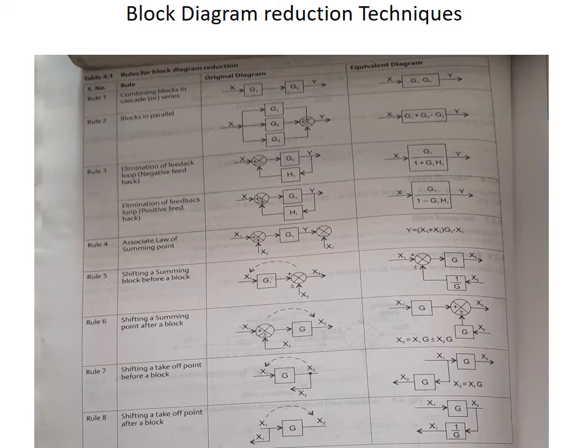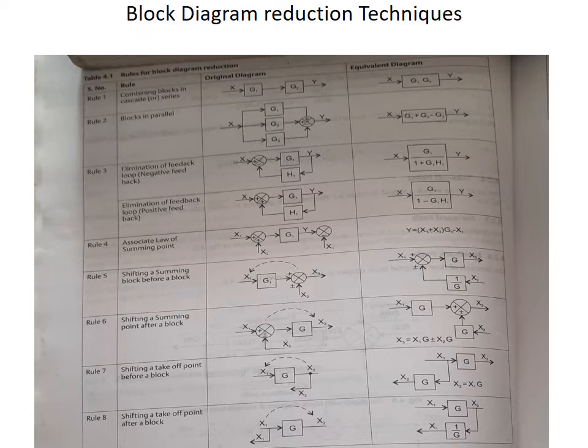To the block G1 you give an input x1, so the output of the block is G1 into x1. This G1 into x1 is given to the summing point with a positive value, and the other input to the summing point is x2. So the overall output x2 is equal to x1 G1 plus or minus x2. That is your output.